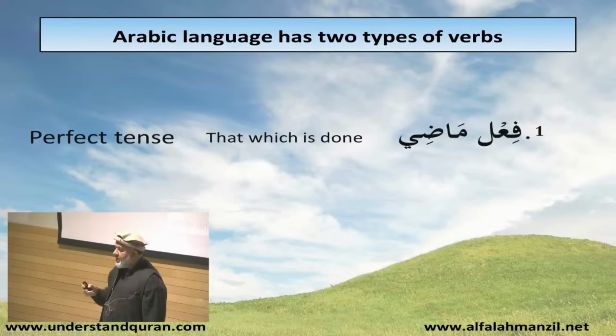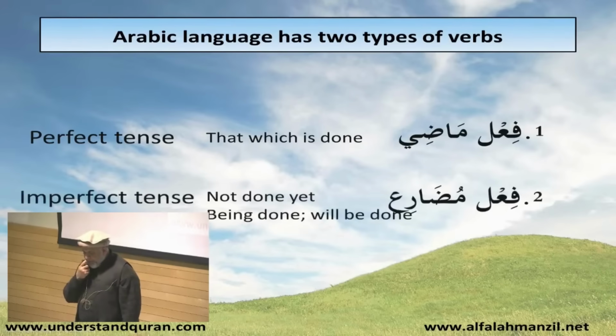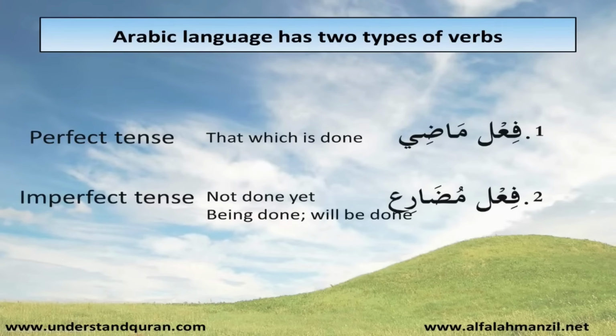The fi'l madi is the one which is done. Something happened in the past, like yesterday, it is done in the past. Today is still here, continuing, or tomorrow, or tonight. So perfect tense means perfect: done, a deal, there is no doubt in it. The other one is fi'l mudare, and it means imperfect tense because it is not done yet, or being done, or will be done.